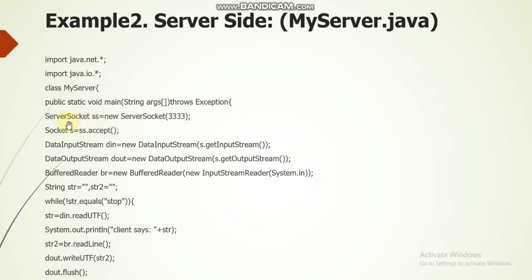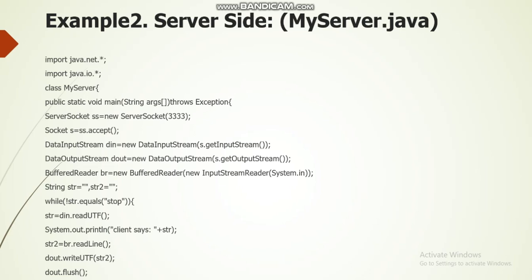We need to accept the request from the client. Remember the socket name at client side, it is s. That's why we said Socket s equal to ss.accept, which means now the socket ss, which is representing the socket at server side, is accepting to connect to s, which is the socket name at client side.